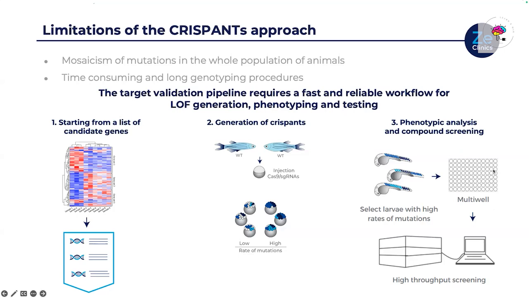The only thing is that, indeed, the problem is that, as it was mentioned before, we always have to look at genotype-phenotype correlation. If we look at the phenotype, then we have to see if this phenotype is led by a high mutation rate. And this is really time-consuming, and we have to go through long genotyping procedures.